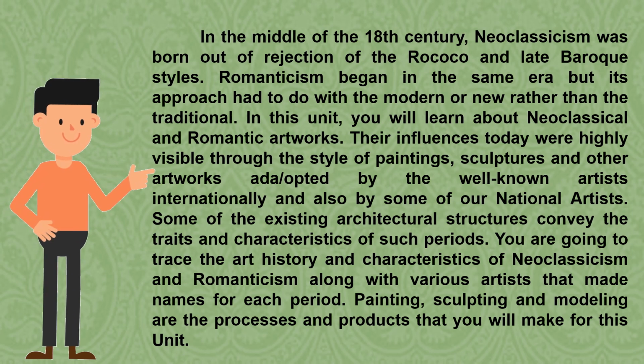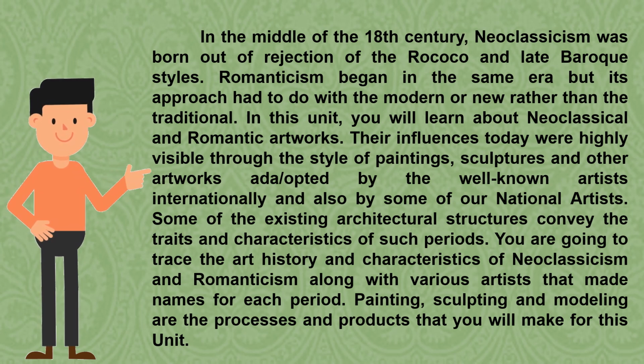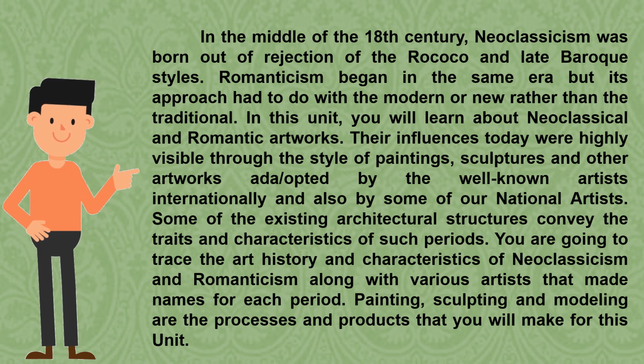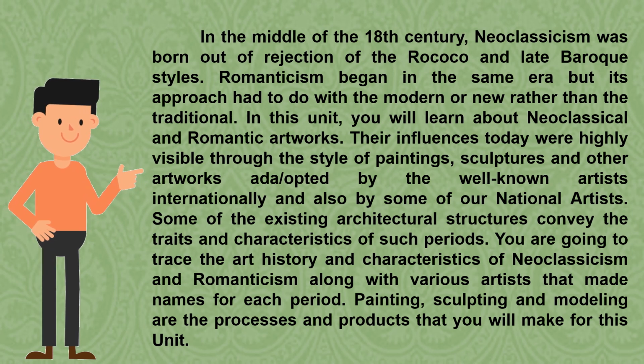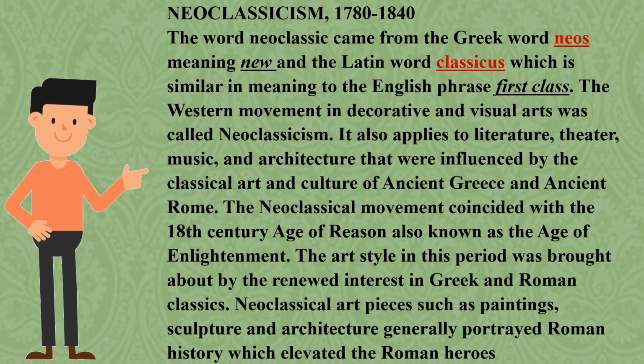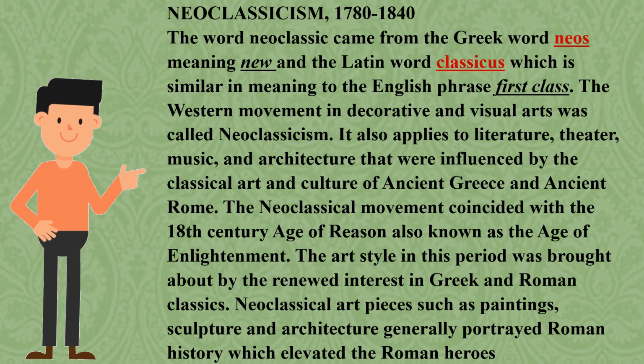You're going to trace the art history and characteristics of neoclassicism and romanticism with various artists that made names for each period. Painting, sculpting, and modeling are the processes and products that you will make for this unit. So let's start with what is neoclassicism.